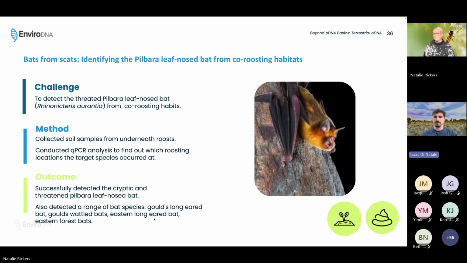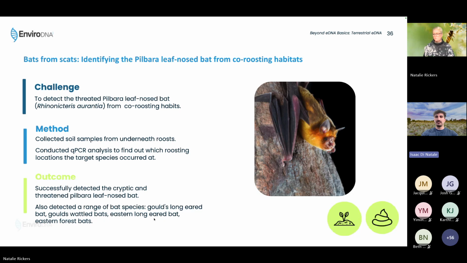caves where they roost. The sampling methodology involved the client collecting tubes of soil which contained a mixture of bat guano, or their droppings, from underneath those multi-species bat roosting sites, and they sent those cores directly to our labs. We then applied a qPCR single species analysis to determine which locations the target species, the Pilbara leaf-nosed bat, was occurring at, and we successfully mapped a number of those roosting sites for the species.